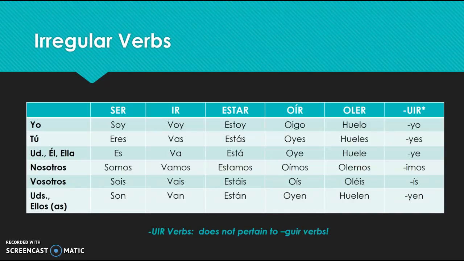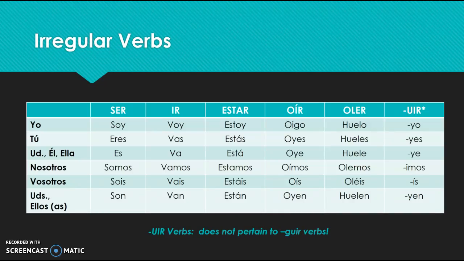Now, oír didn't go into the yo-go category. It technically is a yo-go verb. The yo form ends in go, oigo. However, I put it into the irregular slide because all other conjugations have a Y except for nosotros, vosotros. So there's a lot of moving parts to oír. Oigo, oyes, oye, oímos, oís, oyen.